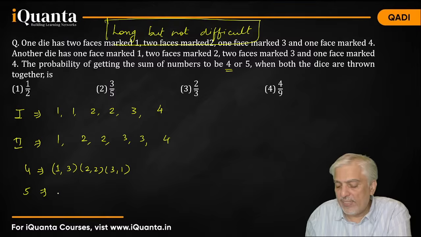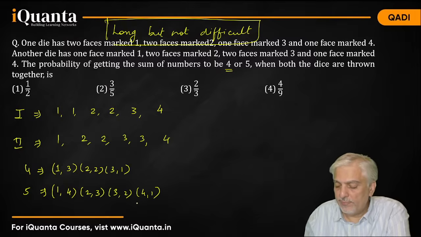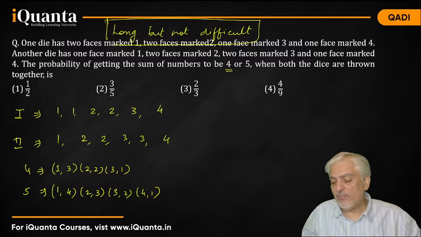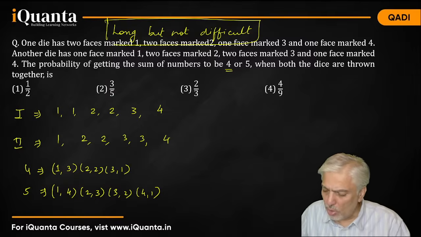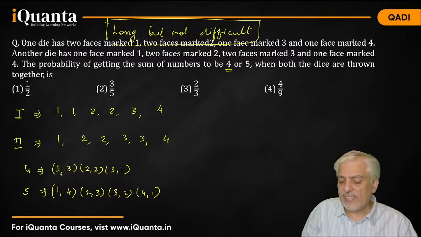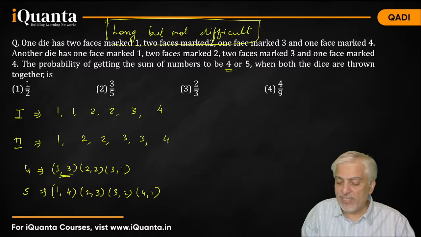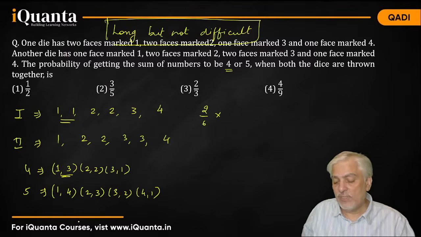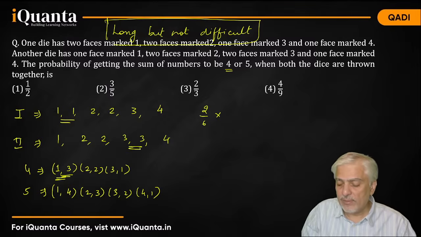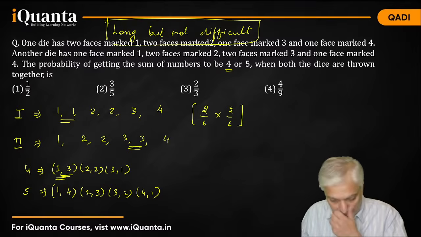If I want a 5, I can get 1 4, 2 3, 3 2, 4 1. So basically, I'll have to find the probability for each of these 7 cases and add them up. Sorry, it's an OR, right? 4 or 5. First 1, how many ways can I get? There are 2 ways in which I can get 1. So 2 by 6. And then I want a 3 in the second one. That is again 2 by 6. Everybody pay attention to one of them. Once you understand one, everything will be simple.